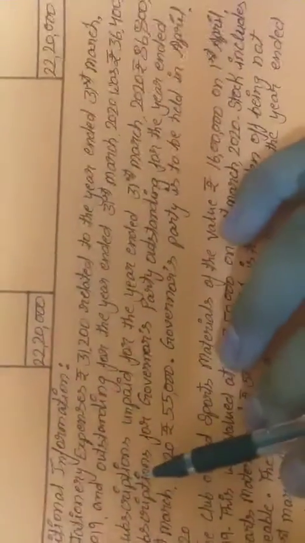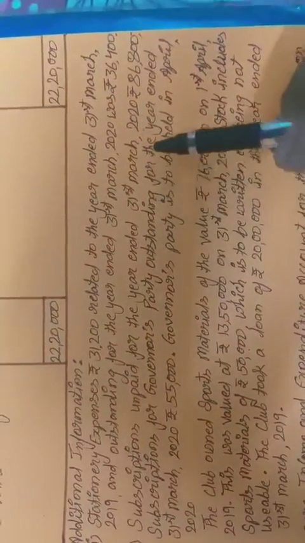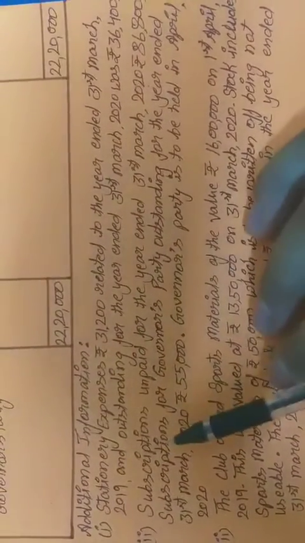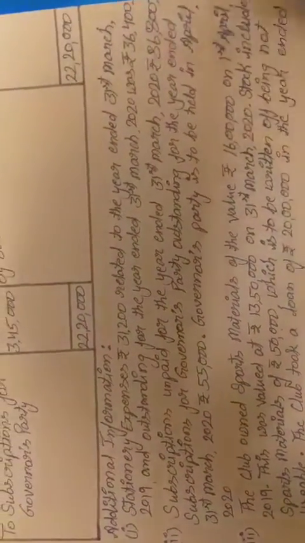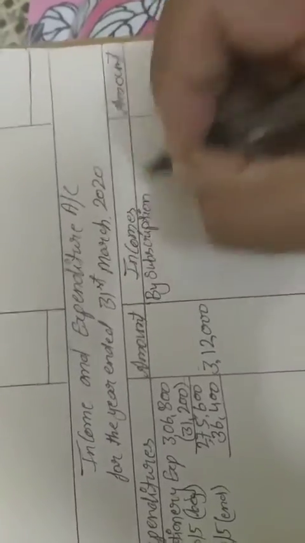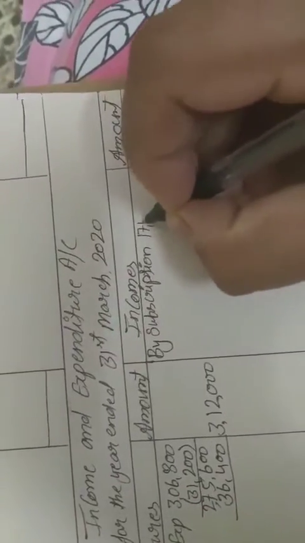Next one, subscriptions unpaid for the year ended 31st March 2020 rupees 86,800. So it is related to subscriptions. And next one is related to governor party. So first we have to solve the general subscription whatever we are receiving. So this is the general subscription. So first this is the income we will show in the income side by subscriptions. Amount, total amount 17,40,000 whatever we have received.